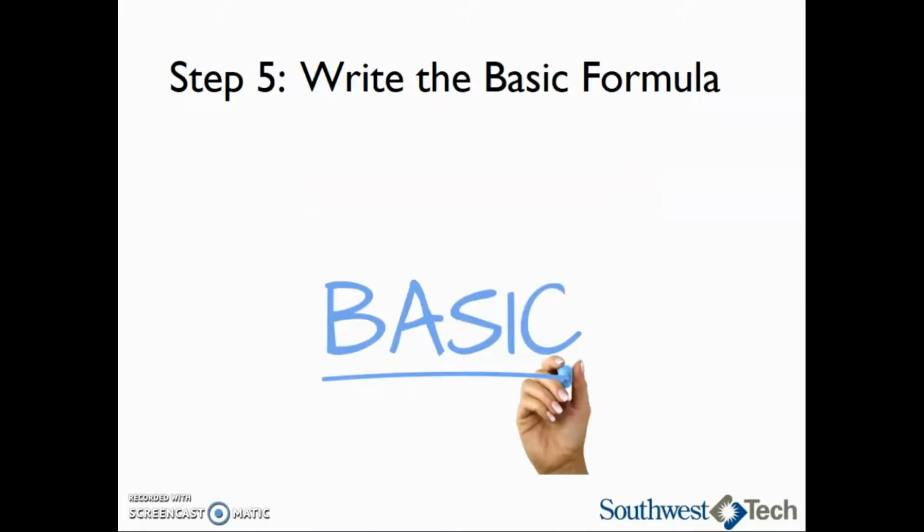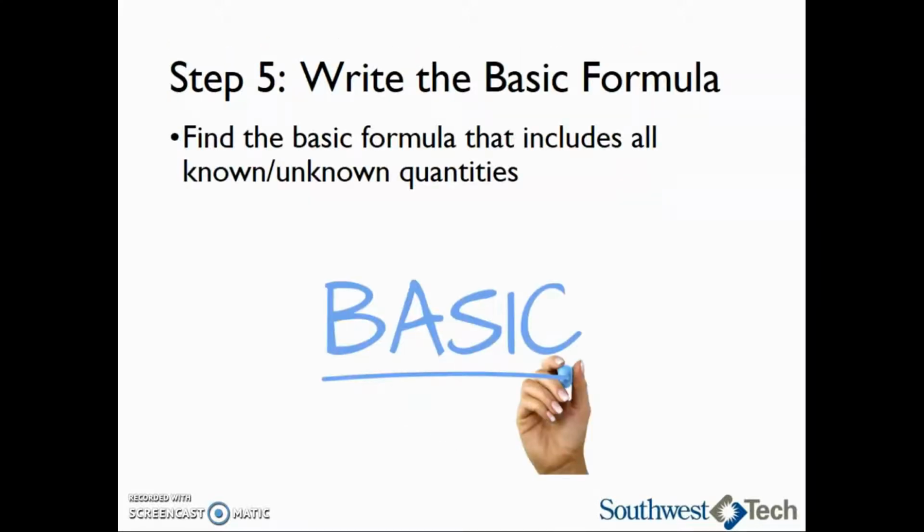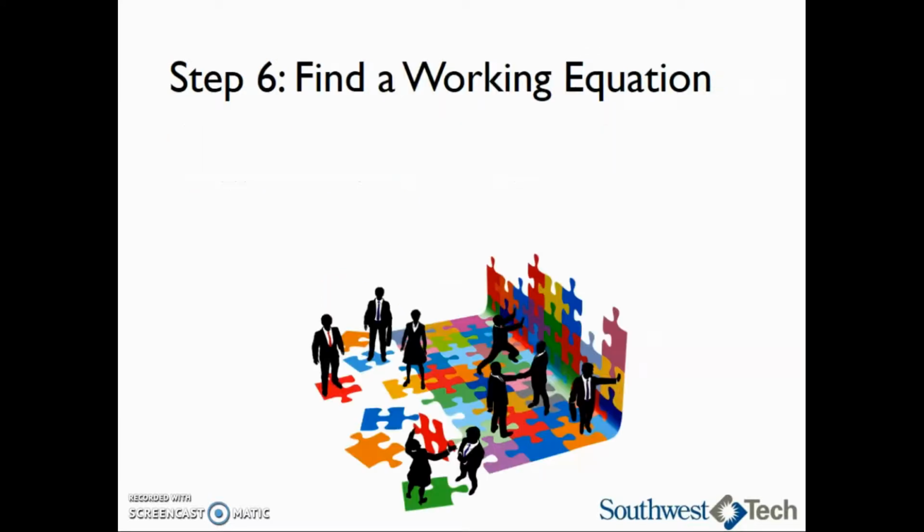Step 5 is write the basic formula. The basic formula is the one that is given to you in the textbook. If you write down everything you have and what you are trying to find, it should be fairly easy to find the correct basic formula.